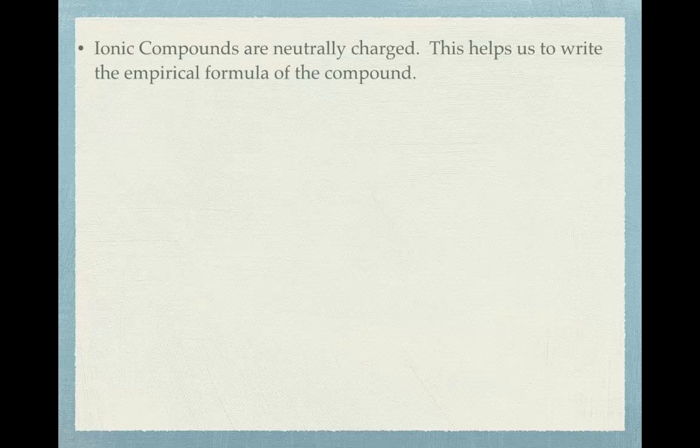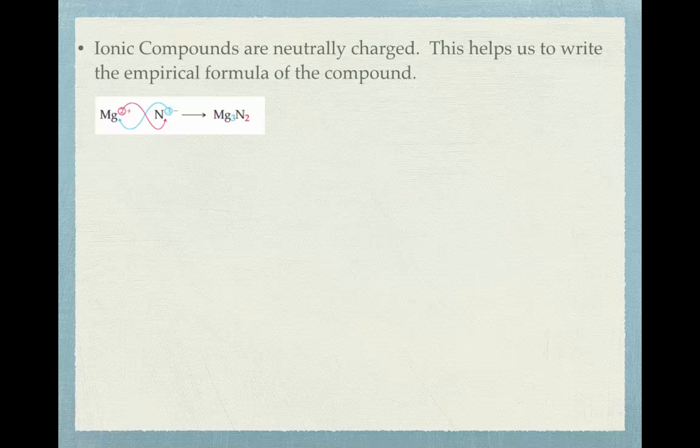A couple important things for you to know. Ionic compounds are neutrally charged, and so that's going to help us to write the formula for the compounds. The important thing for you to know for ionic compounds is that we only write the empirical formula of the compounds because the positive and the negatively charged ions match up perfectly together. You don't have doubles of an atom like you do with a molecular compound. Instead, it's a 1-to-1 or a 2-to-1 relationship, which you will see in one second.